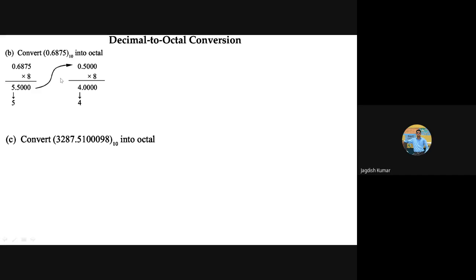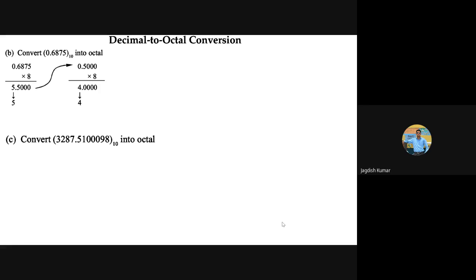I hope I could make it clear to you. Is this clear till here or not? Is there any question? Is there any question regarding octal number system? Okay, fine. This is quite simple.